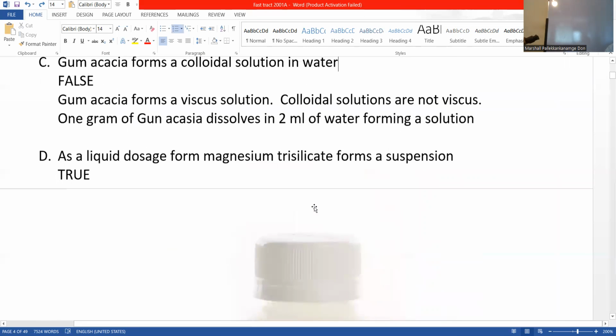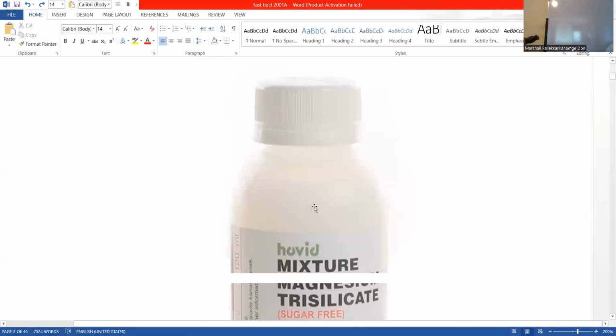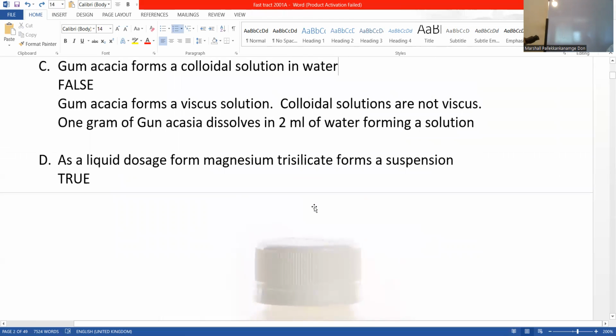Then go to the next part, gum acacia. Gum acacia is a suspending agent, sometimes used as an emulsifying agent. Gum acacia forms a colloidal solution in water. That is not a colloidal solution. Gum acacia forms a very viscous solution. 2 grams of gum acacia can be dissolved in 1 milliliter of water. So it is a very thick solution. So that answer is false.